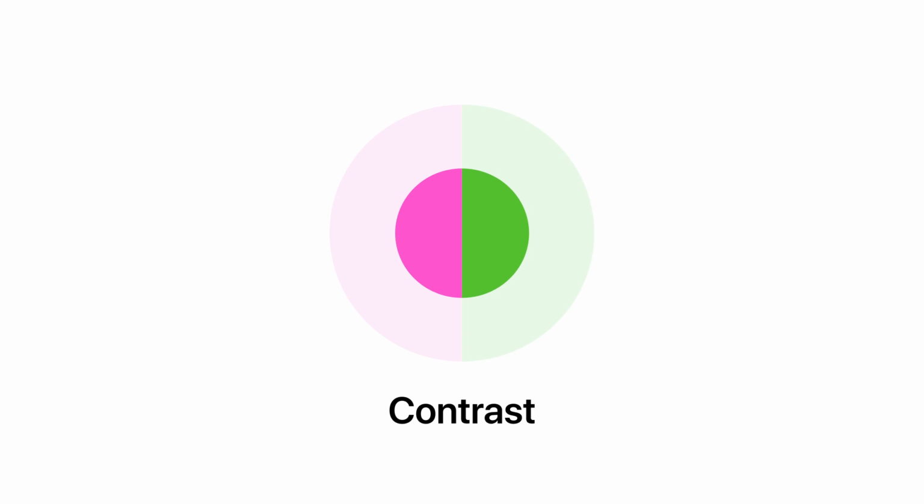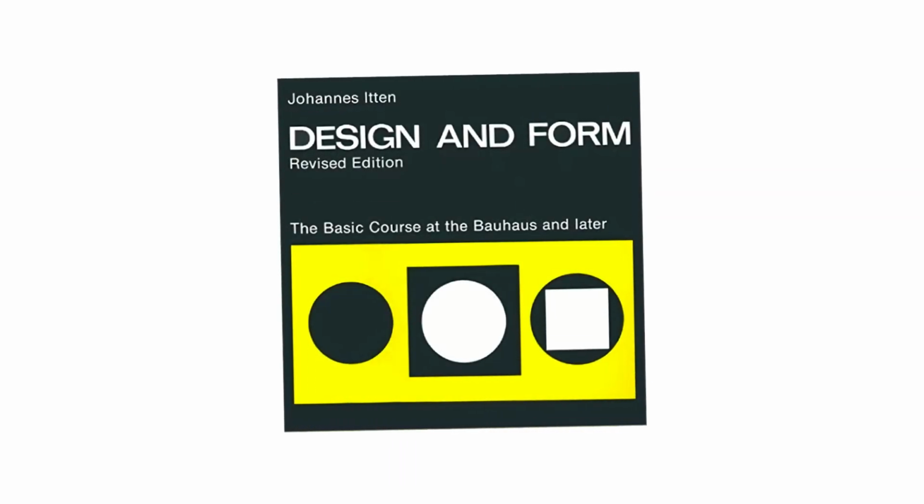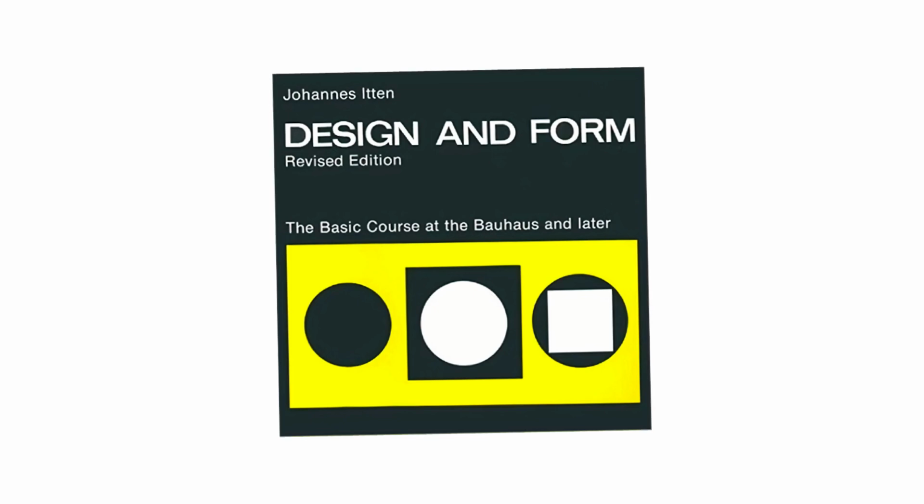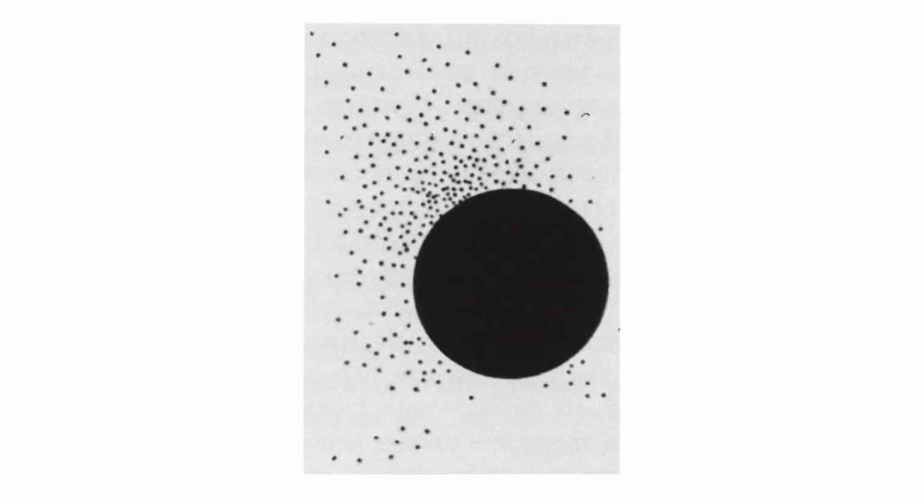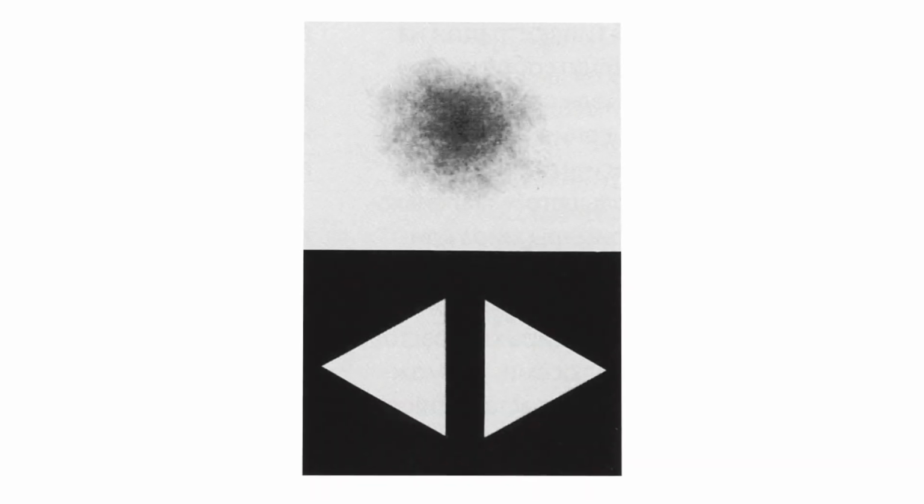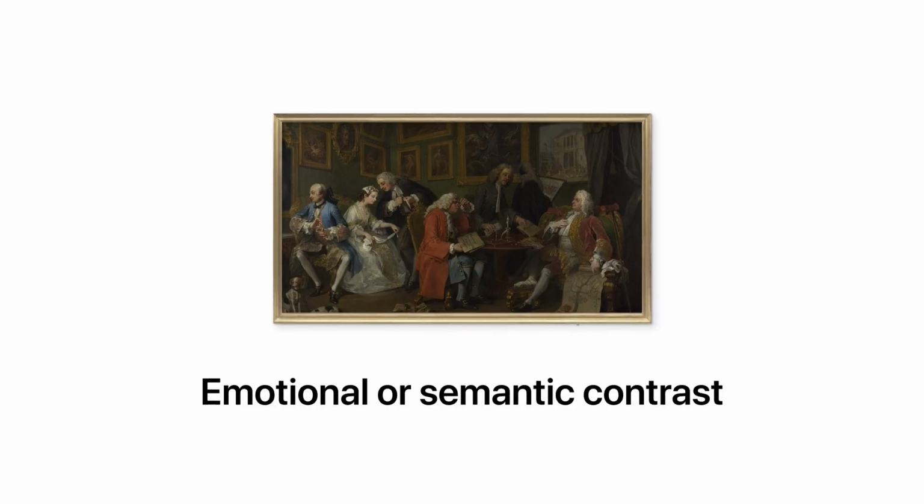Contrast is probably one of the fundamental tools for designers and artists. It can be expressed in many ways. For example, Johannes Itten, in his book Design and Form, described the following contrasts: transparent and opaque, smooth and rough, rest and motion, much and little, directional contrast, light and dark, soft and hard, light and heavy. But, of course, everything listed is only a few examples of contrasts. And not all of them are limited to visual elements. Emotional or semantic contrast is often used in art and design as well.